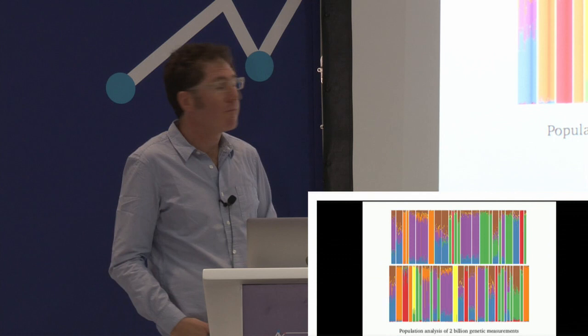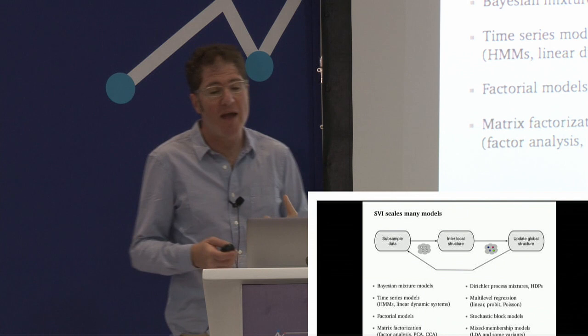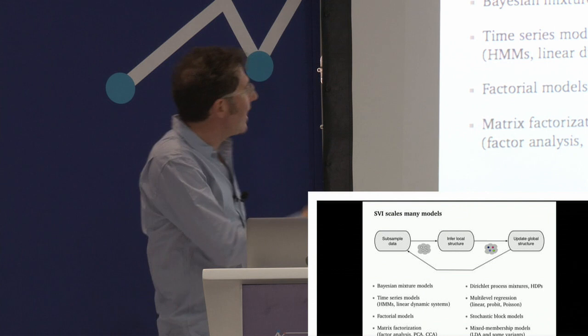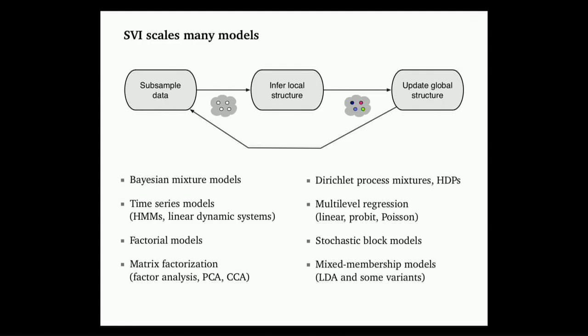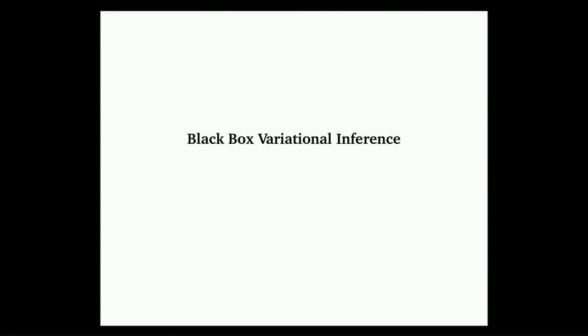Population analysis with billions of genetic measurements. And as I mentioned, I derived this for you for this whole class of conditionally conjugate models, and that encompasses many, many models from machine learning from the 90s and 2000s and beyond. So with stochastic variational inference, you can now scale up variational inference in all of these models just by using that recipe. Okay, so that's what I wanted to say about stochastic variational inference and introducing the idea of variational inference.